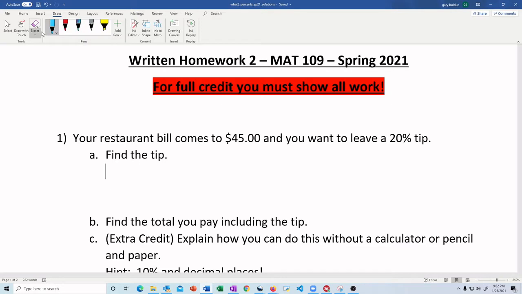So all we have to do here is take our $45 bill. To find a 20% tip, we're really just saying what's 20% of this. So we multiply by 20%, which remember, whenever we get a percentage like this and we want to multiply, you just move the decimal place twice. If I have 20%, I move the decimal place twice, that's 0.20.